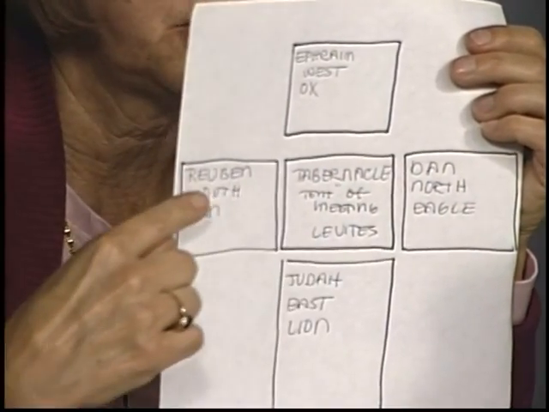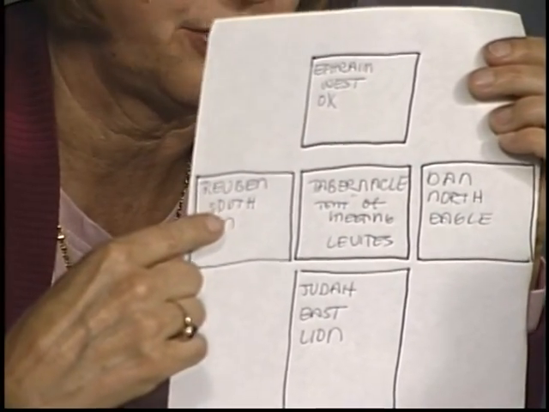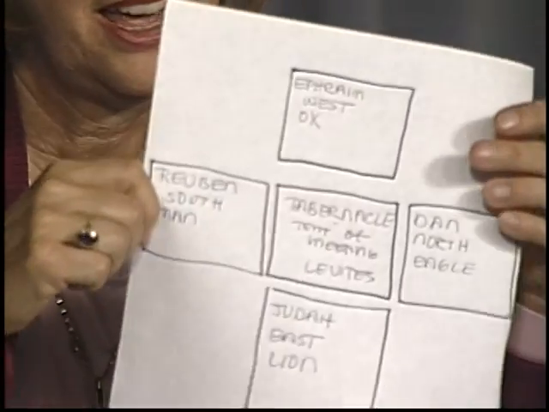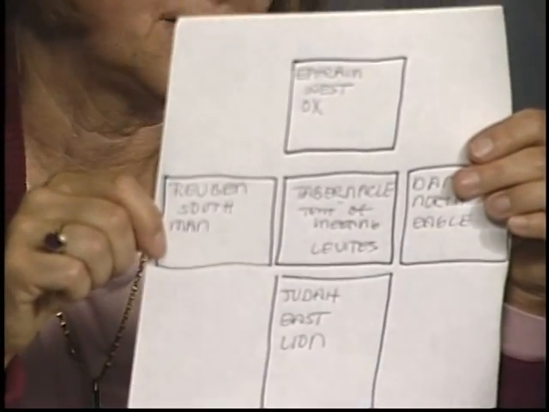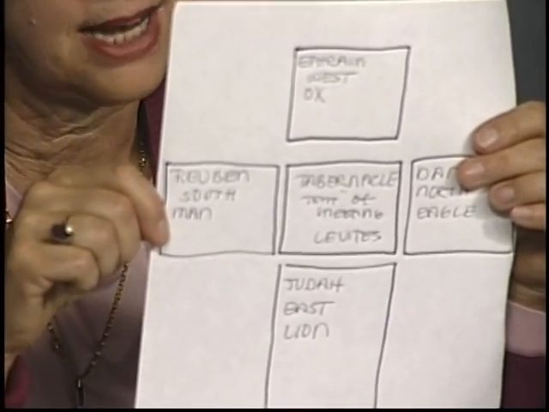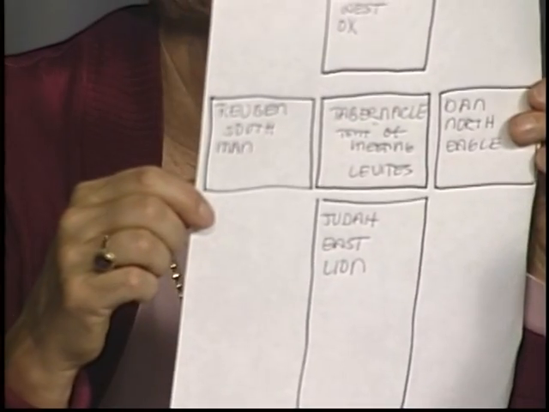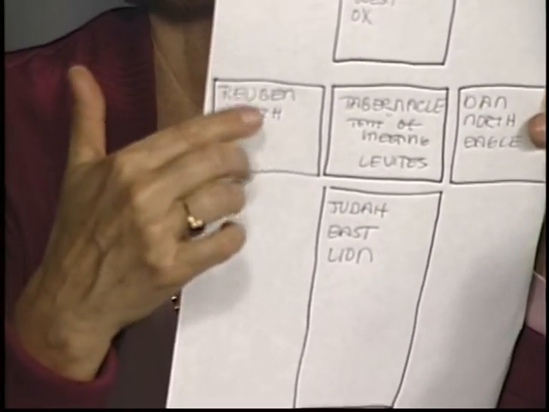And then you have Reuben over here in the south, which is just so interesting parabolically. Reuben did go south in his life. I will tell you a little secret. If you know the story of Reuben, he was the genetic firstborn, technically. But his moral conduct in his life sent him totally south. He lost the blessings of the firstborn totally, and his symbol is man.